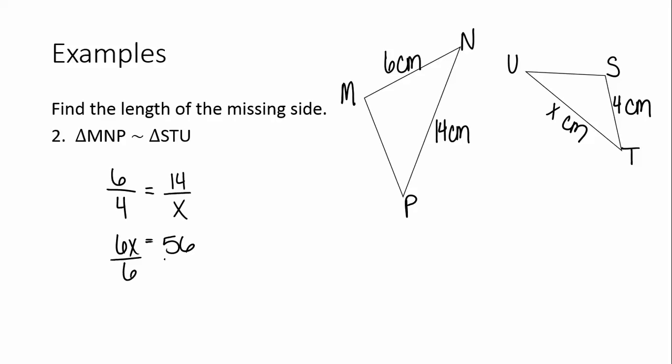And we divide both sides by 6. 56 is not divisible by 6, but this fraction does reduce. 56 and 6 are both divisible by 2, so we get 28 over 3 centimeters.